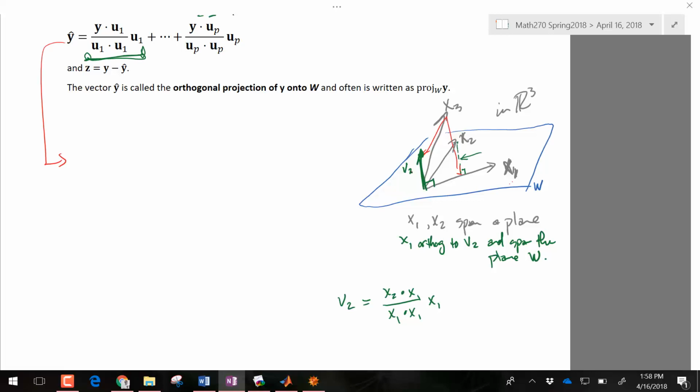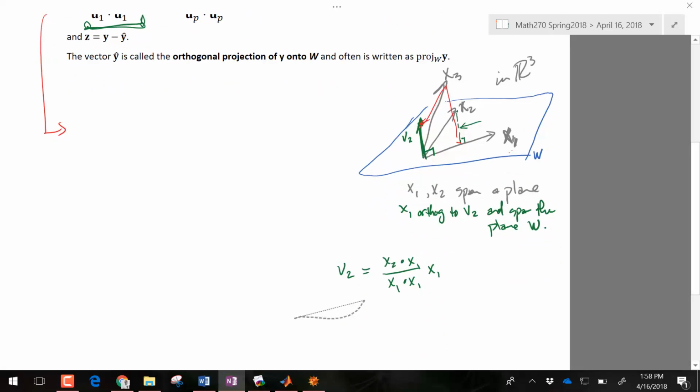Oh, it's not. It'll be what minus what? So what should V2 equal? X2 minus this thing. Thank you. You were thinking that, you didn't say it. So we need to take this in steps. We need to get the hat first, and then we can find the actual V3 in this case.